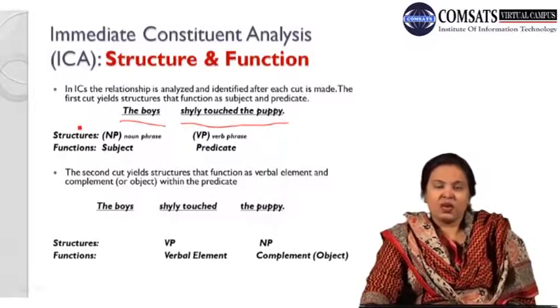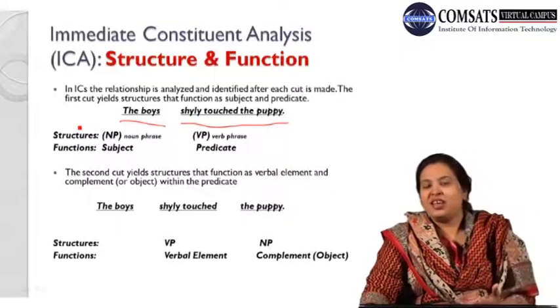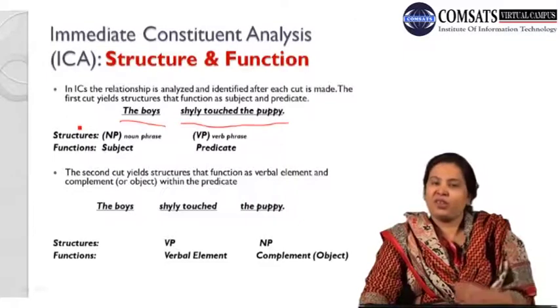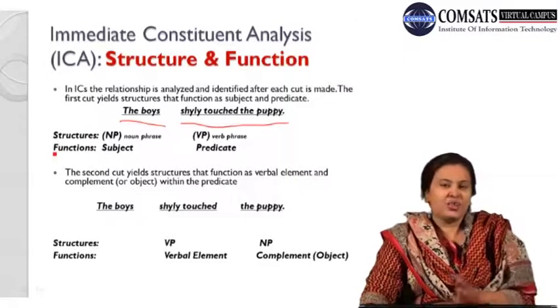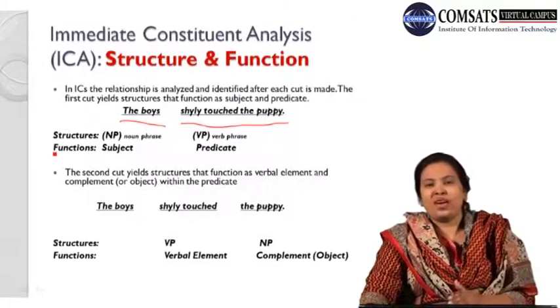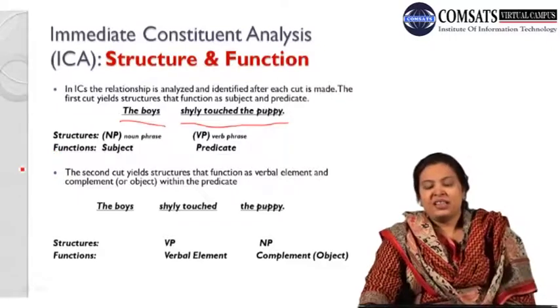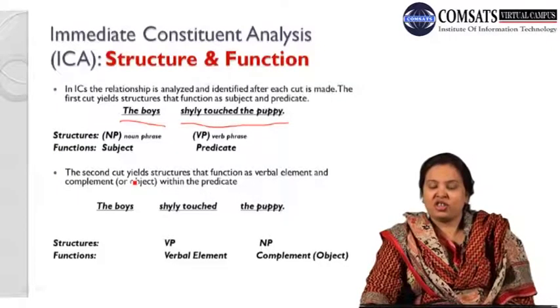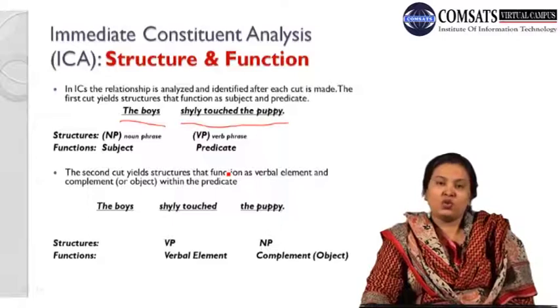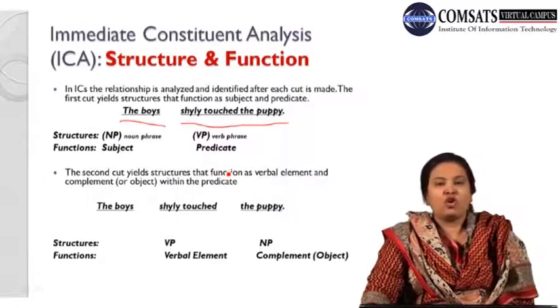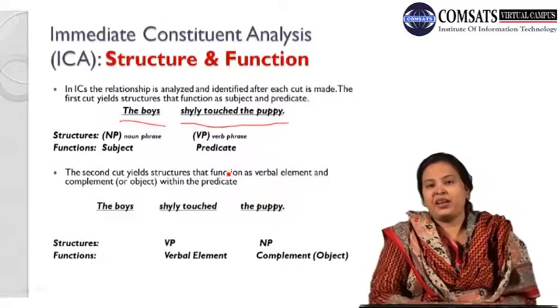Predicate. So this way, their structures give us information about their function. Then this was about the first cut. Now what happens in the second cut? The second cut yields structures that function as verbal element and complement within the predicate.